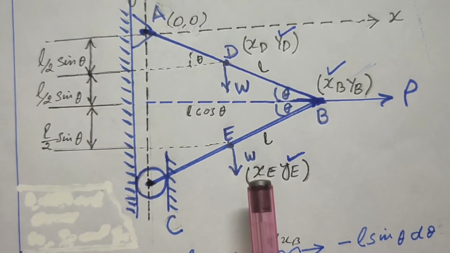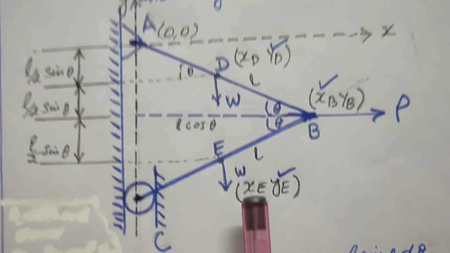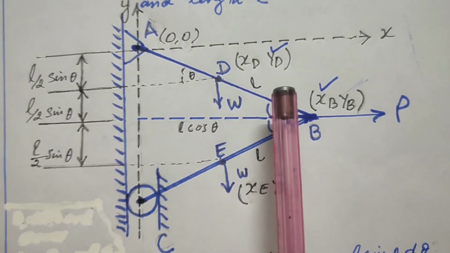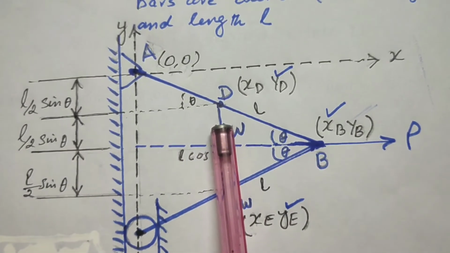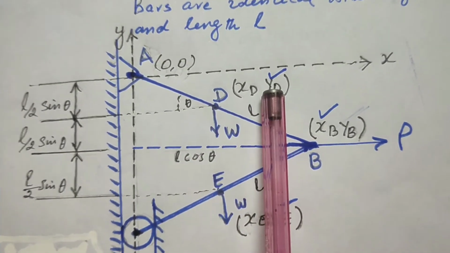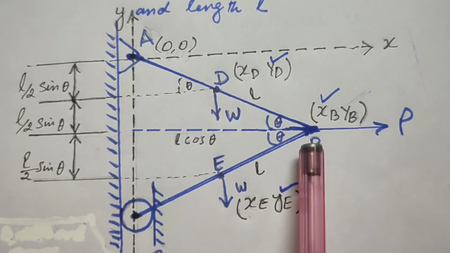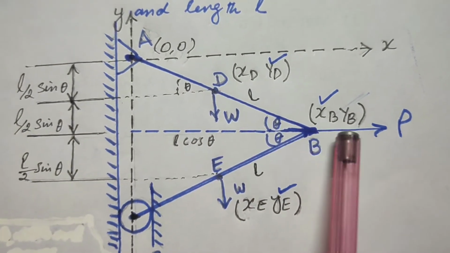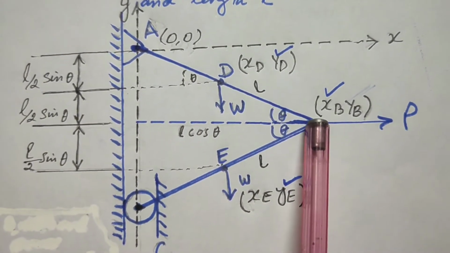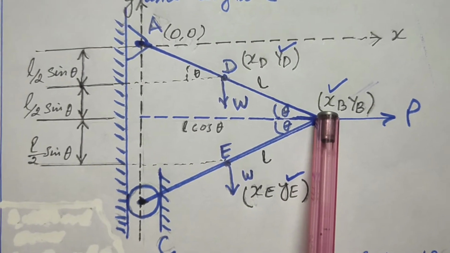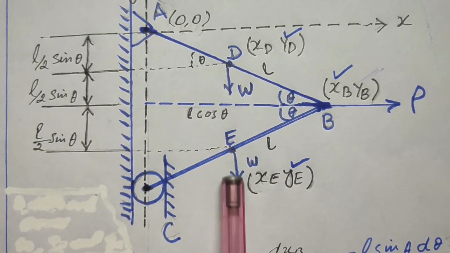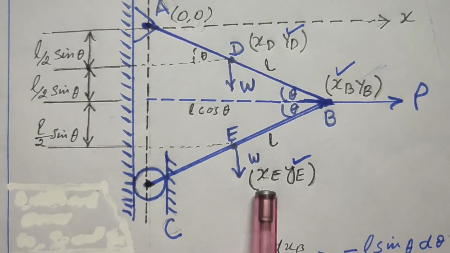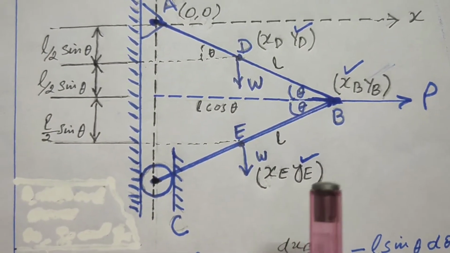Third step is select the coordinate in the direction of force. So the coordinate in the direction of force, for this force, coordinate is selected as YD, and for this P, this coordinate is XB, and for this force W, the coordinate is YE.